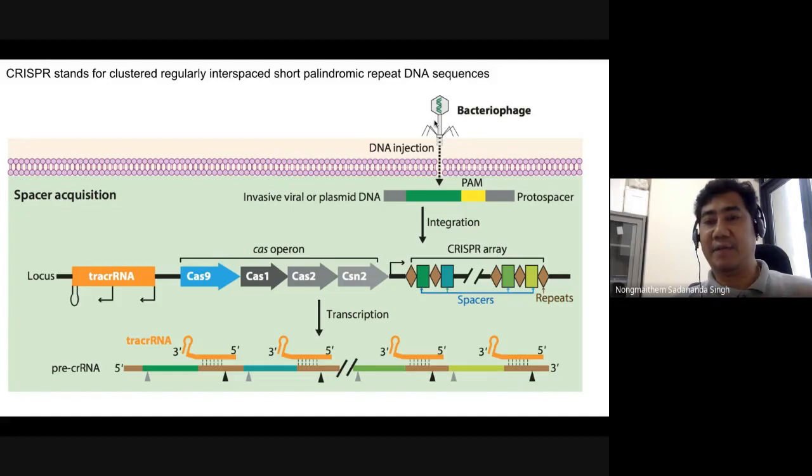when the bacteriophage, or bacterial viruses, infects a cell, it injects its DNA, or genomic material. This genomic material is processed in such a way that it picks up segments of the genome and inserts them in the CRISPR array site. There are a lot of proteins involved in this process. Basically, you have a constant region, and then you have the spacer region, which is the variable region, which has been picked up from the viruses and is inserted in a repeat array.